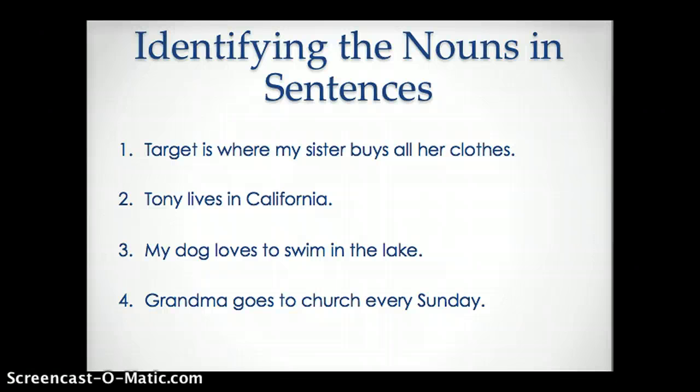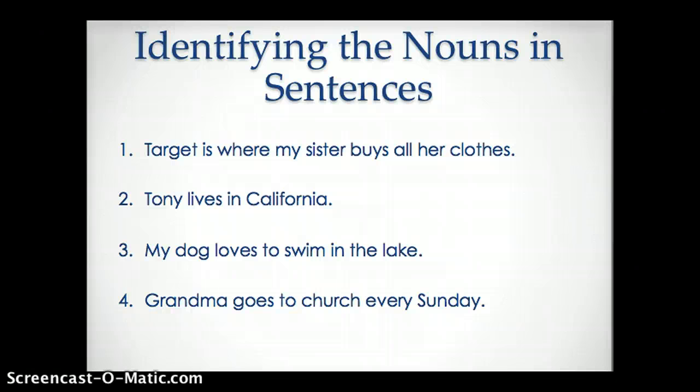Let's try another example. Number 2, Tony lives in California. Can I have a volunteer to come up and circle what they think the nouns are in that sentence? A student will come to the board and identify Tony and California. Class, do you think this is correct? The class would respond saying yes. You are right. Tony and California are the nouns in that sentence because Tony is a person and California is a place.